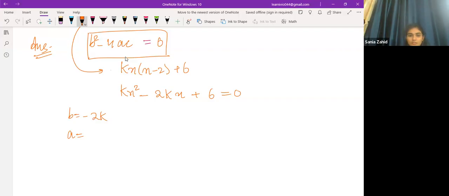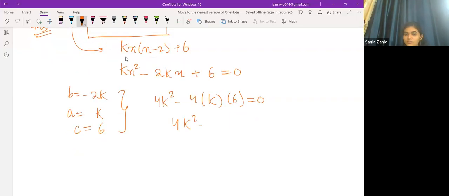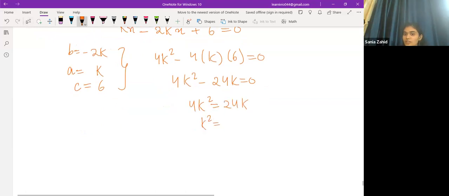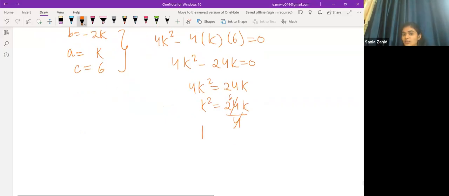K. A is k. And what is c? 6. Yes, so now you apply the formula. b square minus 4ac will become k square minus 4 into a into c, which is 6. This should be 0. So k square should be equal to 24k. Now, k square is equal to 24k by 4. This becomes 6k.